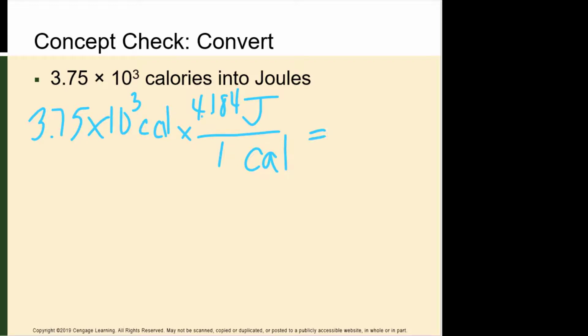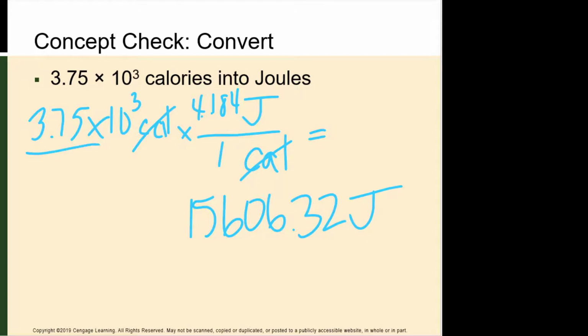So in our calculator, we just need to do 3.75 times 10 to the third times 4.184. And we know that these will cancel. We'll be left with joules, and we should get 15,606.32.